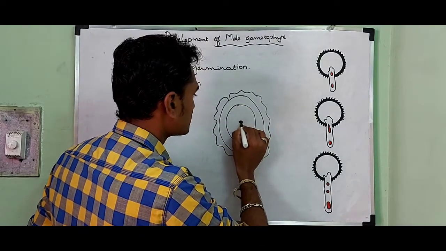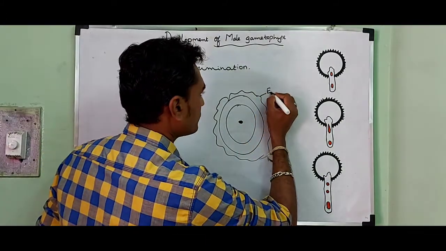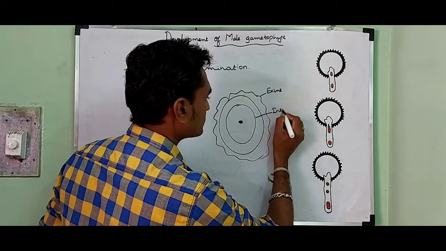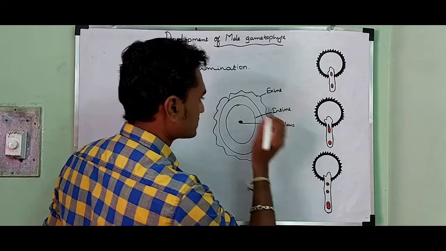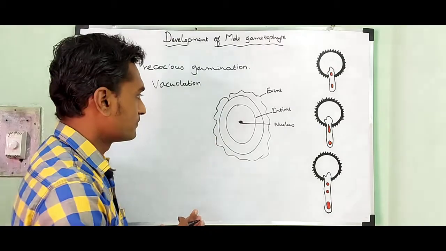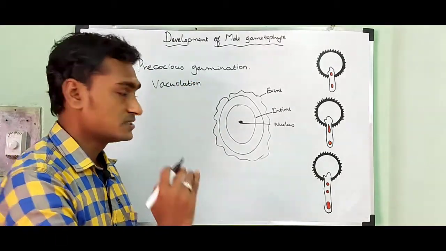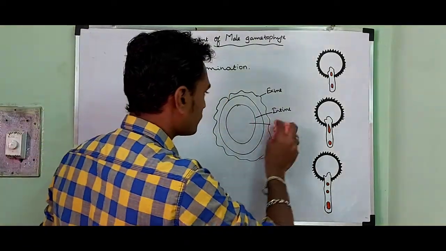This is a structure of pollen grain. The outer layer is called exine, the inner layer is called intine, and this is the nucleus of the pollen grain. So the germination is initiated. A large central vacuole is formed.